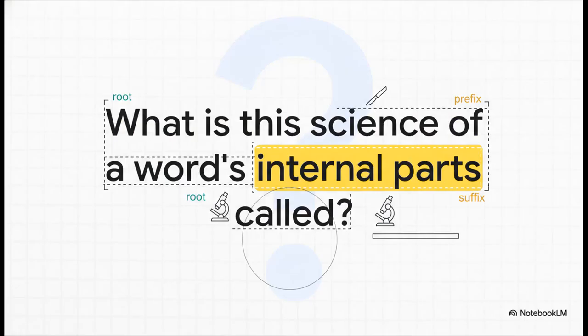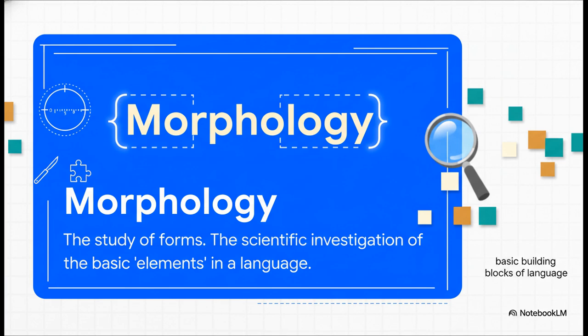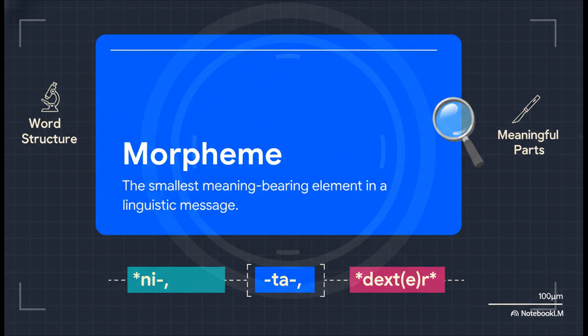Now, this whole process of taking words apart to find their core pieces, it's not just a neat party trick. It's a real field of science. So, what do we actually call it? It's called morphology. It literally just means the study of forms. And it's the official science of investigating these fundamental building blocks in a language, exactly what we've been doing here. And what about those little blocks themselves? The smallest pieces, like ni or ta, or even that dexter part we swapped out earlier. Well, they have a name too. They're called morphemes. A morpheme is the absolute smallest unit of meaning you can find in any language. It's like an atom of meaning.